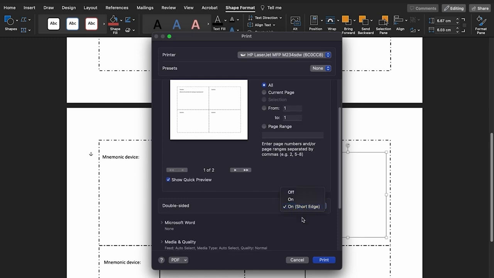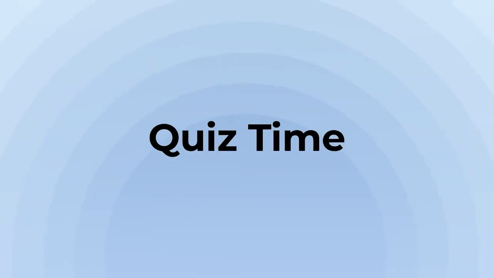short edge. Once you have your stack of flashcards prepared, use them to quiz yourself. Read the question and see if you can give the correct answer.